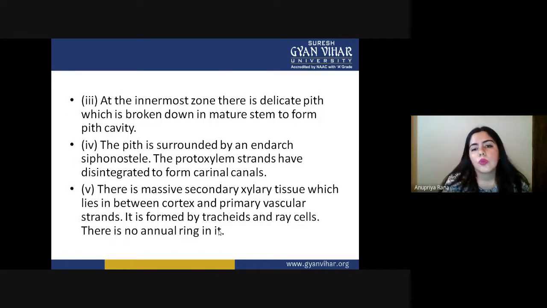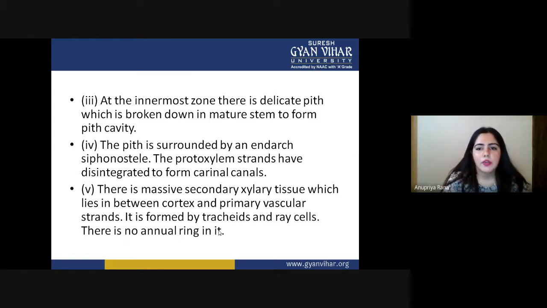At the innermost zone, there is a delicate pith, which breaks down in the mature stem to form the pith cavity. First we have this dark zone, and after this dark zone, we have this very light zone of the cortex, and after this light zone, at the innermost place, we have a delicate pith, which is broken down in the mature stem to form the pith cavity.